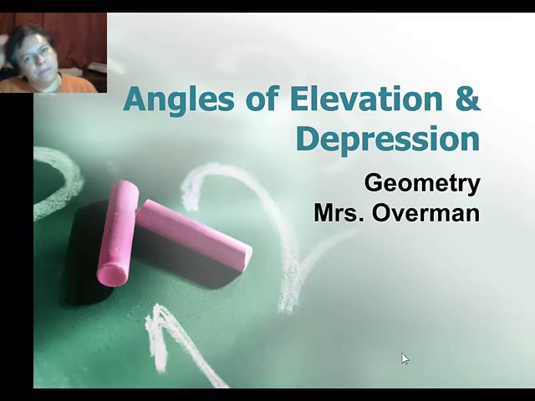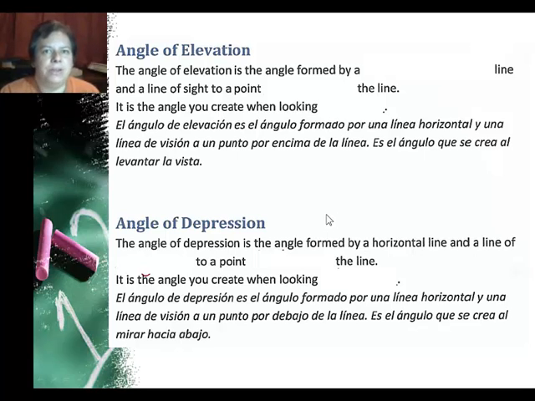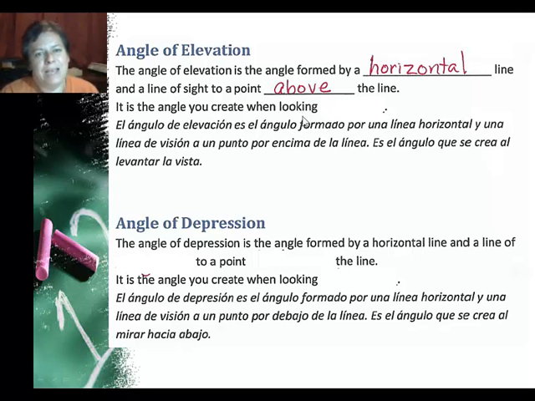Now we're going to look at some practical applications of trigonometric functions, in particular with angles of elevation and depression. So what is an angle of elevation? It's the angle formed by the horizontal line and a line of sight to a point above the line. The easier way to say this is it's the angle that your eyeball is going to create when you look up. So if you're looking straight out and then you look up, that angle that you make right there, that's the angle of elevation. So it is the angle you create when looking up.